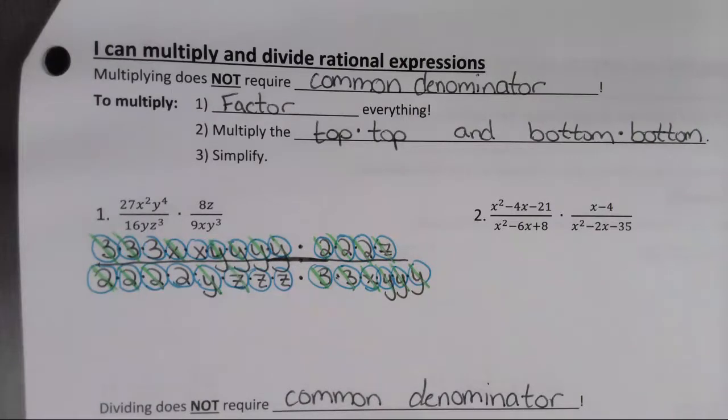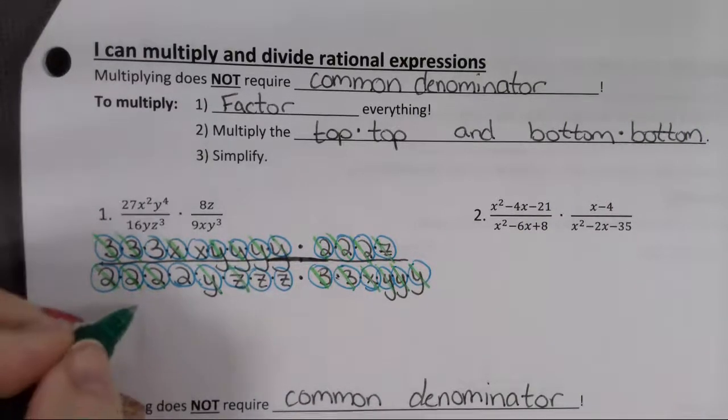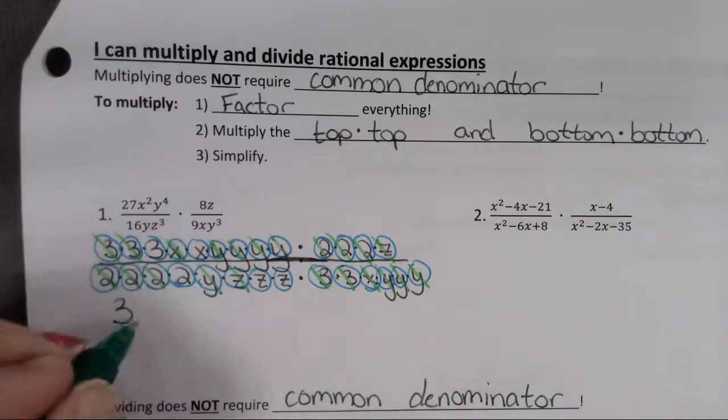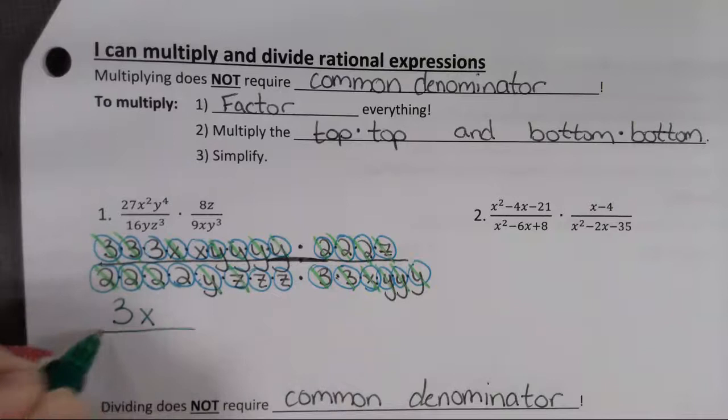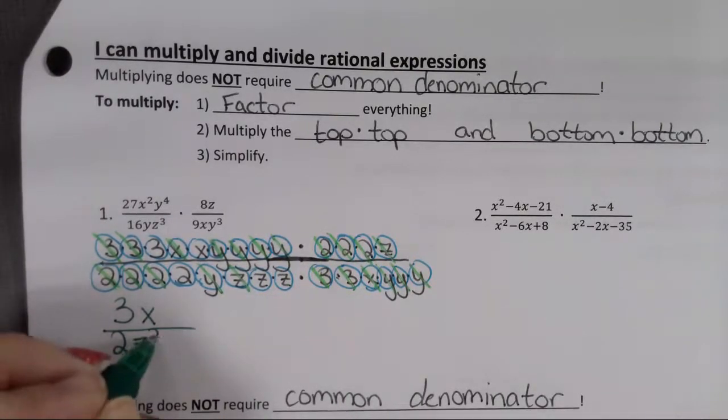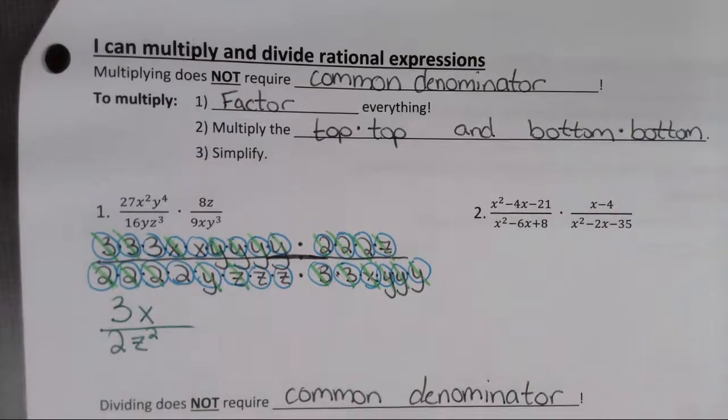And then we're going to write what's left. We have one 3 left on top, and then we also have 1 x. On the bottom, we have a 2 and 2 z's. So there's our simplified answer.